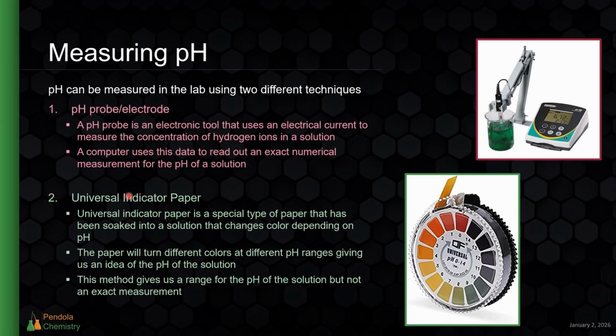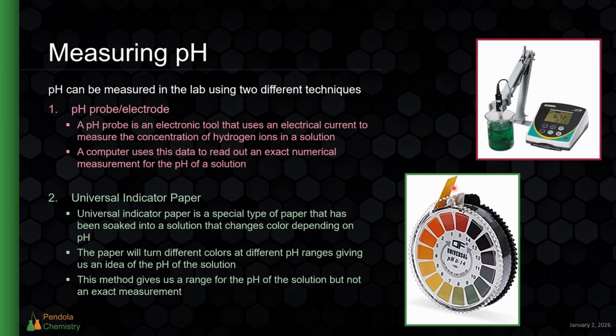On the other hand, we can also use universal indicator paper. Universal indicator paper is essentially a piece of paper that has been soaked in a special mixture of chemicals that change color based on pH. The paper will turn different colors according to what pH the solution that it was dipped into has. So, for example, in this one right here, in the green outline, you can see that at 0 pH has a very deep red color, and then it moves its way through orange, yellow, green, blue, and then a really dark blue-black as the pH goes up.